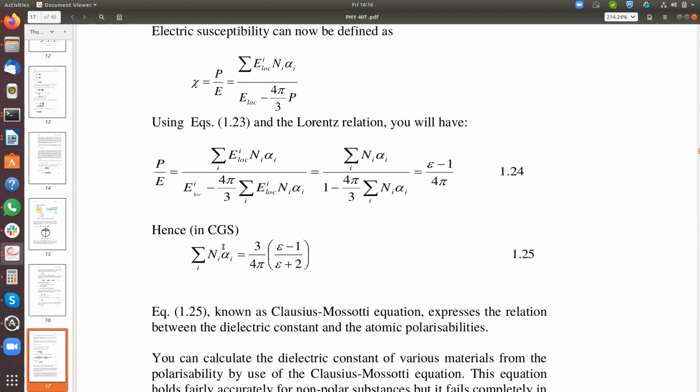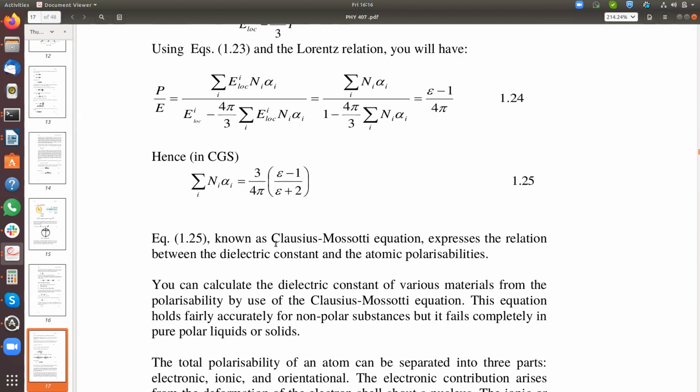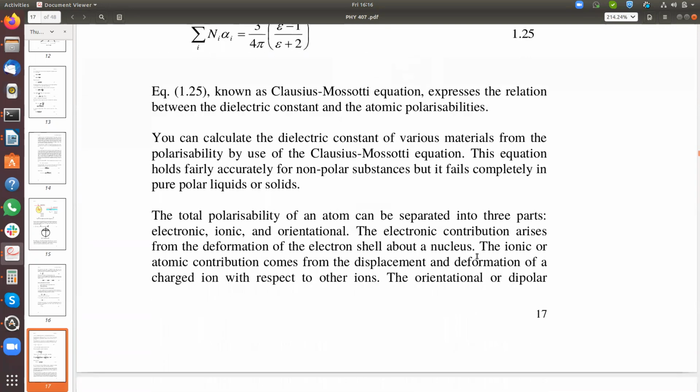So hence, the summation over i of Ni alpha i is equal to 3 over 4 pi times (epsilon minus 1) over (epsilon plus 2). Equation 1.25 is known as the Clausius-Mossotti equation, which expresses the relation between dielectric constant and atomic polarizability. You can calculate the dielectric constant of various materials from the polarizability by the use of the Clausius-Mossotti equation. That is, if you are given the epsilon of a particular material, you can determine the polarizability of the material using equation 1.25.